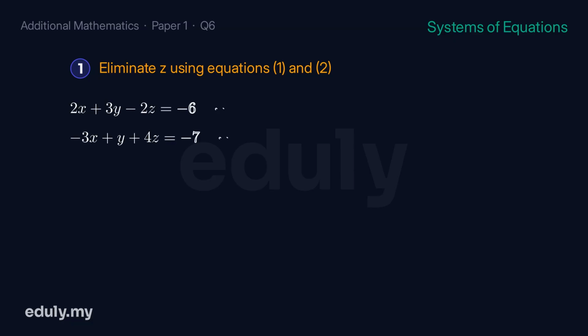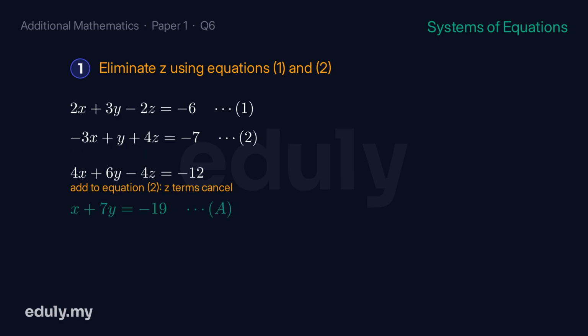Here are equations 1 and 2. Multiply every term of equation 1 by 2. Add this to equation 2. The z terms cancel. 4x minus 3x gives x, 6y plus y gives 7y, and negative 12 plus negative 7 is negative 19. Label this equation A.